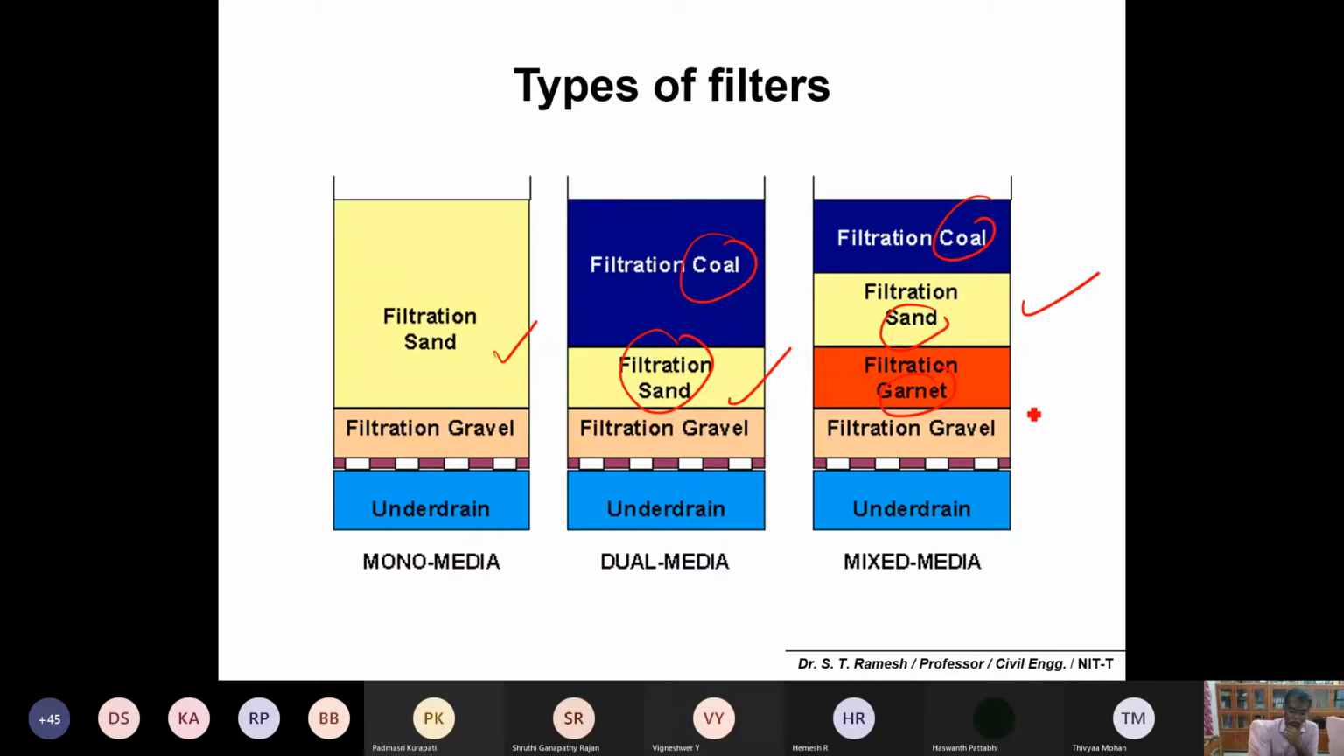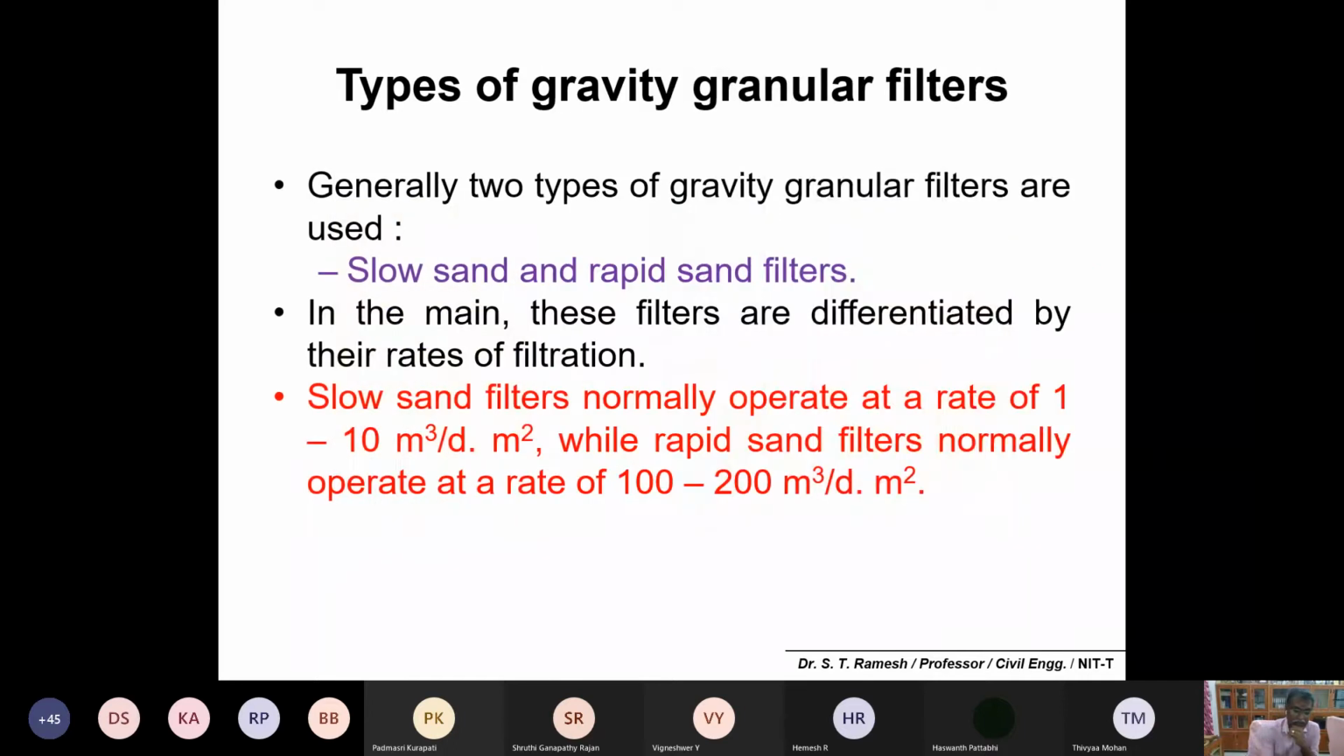This is about the dual media or triple media filter, and the bottom gravel layer acts as a bottom layer to support these sand layers. Depending upon the operation, you can have slow sand filter and also rapid sand filter. Slow sand filters normally operate in the range of 1 to 10 meters per day per square meter of filter area. In the case of rapid sand filter, it will go up to 100 to 200 meters per day per square meter of filter area.